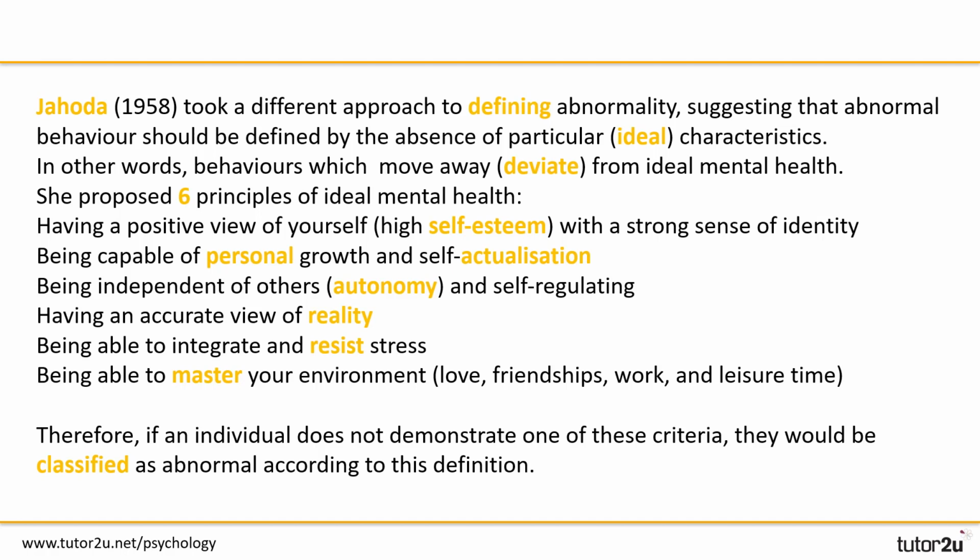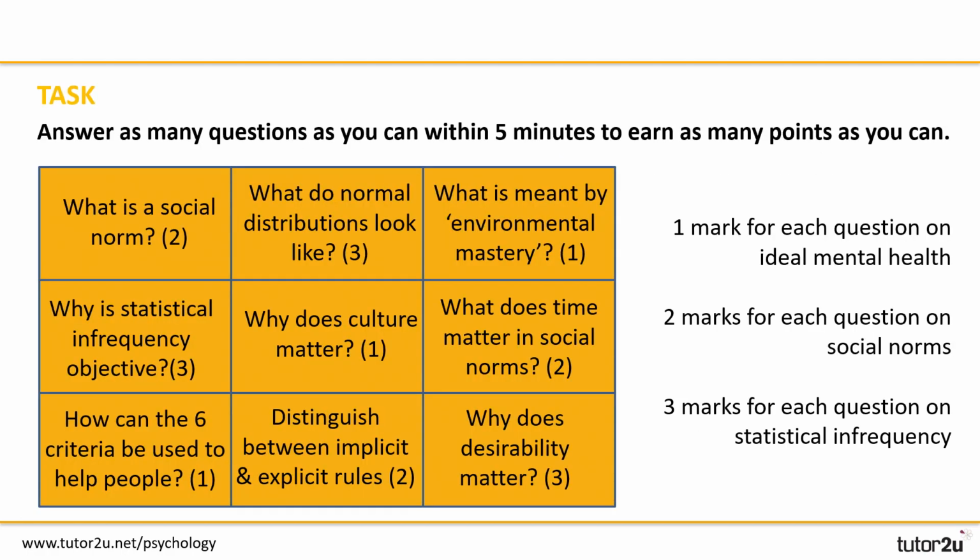having an accurate view of reality, being able to integrate and resist stress, being able to master your environment, your love, your friendships, work and leisure time. Therefore, if an individual does not demonstrate one of the criteria, they will be classified as abnormal according to this definition.